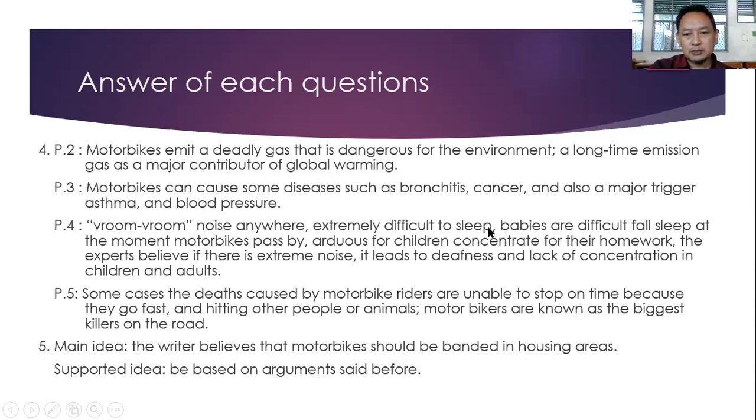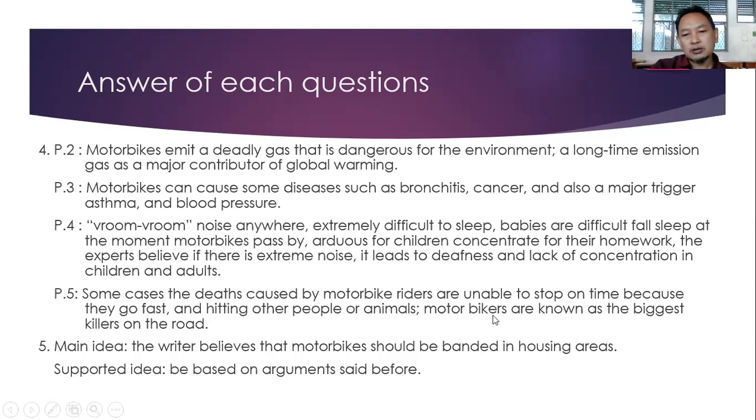Paragraph 4, noise anywhere. Extremely difficult to sleep. Babies are difficult for sleep the moment a motorbike passes by. Are those for children to concentrate on their homework? The expert believes that if there is a screaming noise, it leads to deafness and lack of concentration in children and adults. Paragraph 5. Some cases of deaths are caused by motorbike riders who are unable to stop on time because they go fast and hit other people or animals.